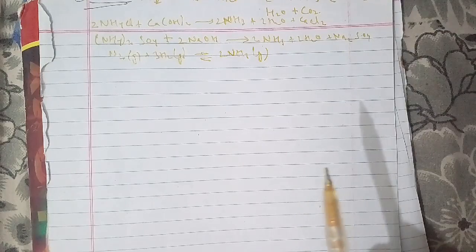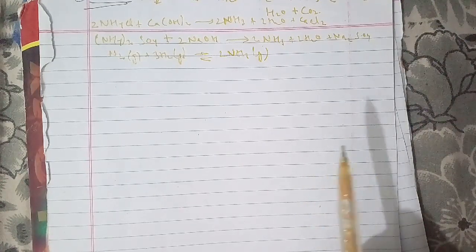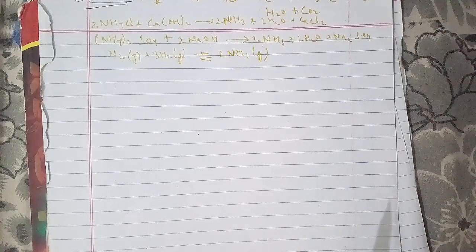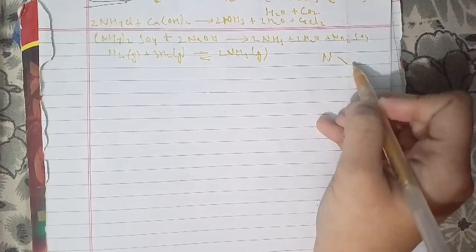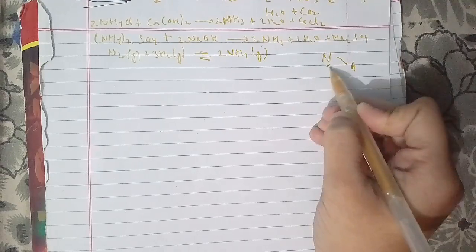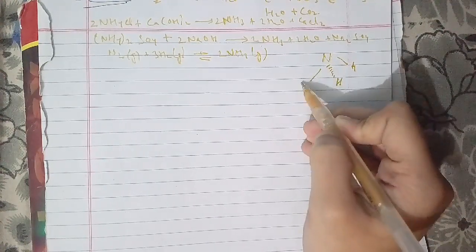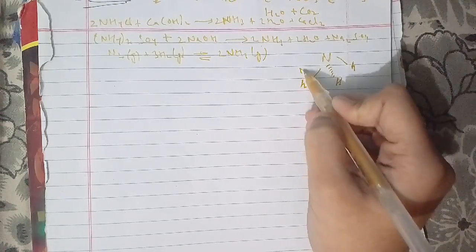For that, we write: NH3 gas plus H2O liquid gives NH4 plus aqueous plus OH minus aqueous. Then we'll talk about another one. It forms ammonium salts with acids, for example NH4Cl and (NH4)2SO4, etc.